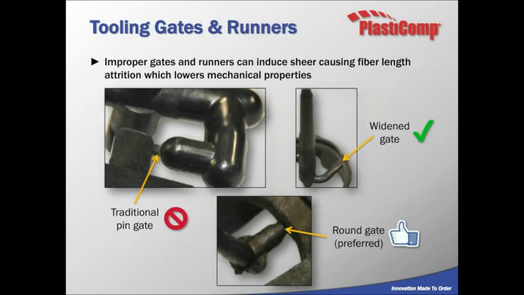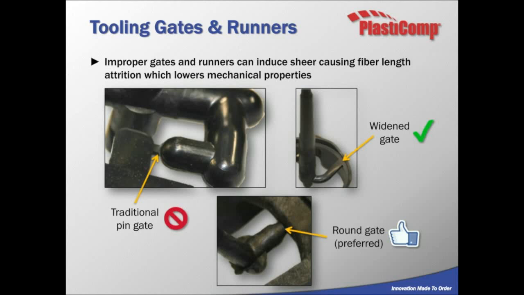Another thing to keep in mind is don't use really narrow gates. Traditional gates are about 1.5 by 1.5 millimeters. You're going to want to use larger gates because you don't want to shear the long fiber as it's entering the part, or you won't benefit from the long fiber aspect of it, and you'll just be getting a lot of short fiber in the part.